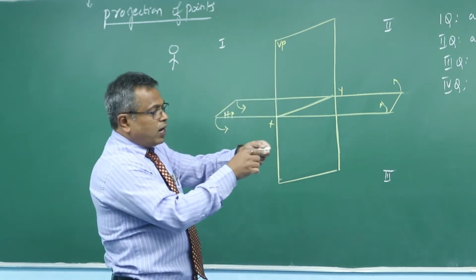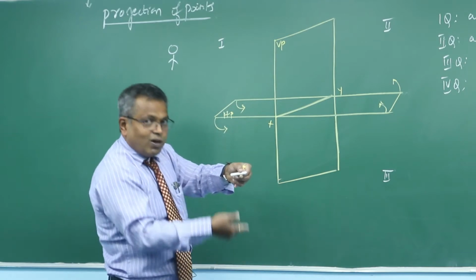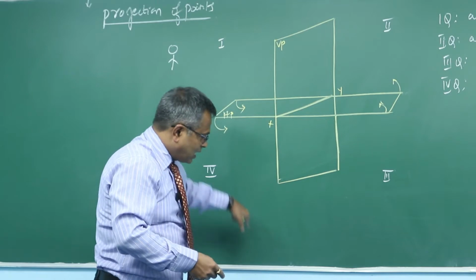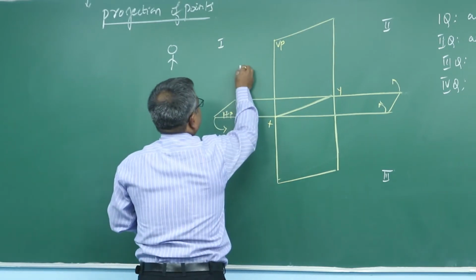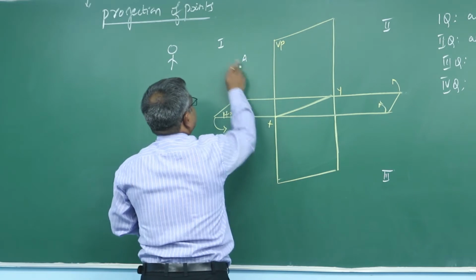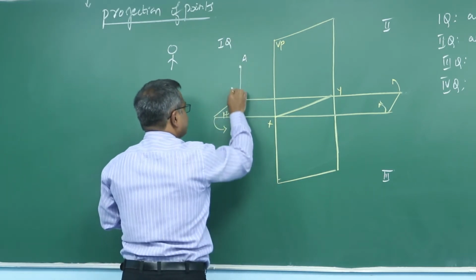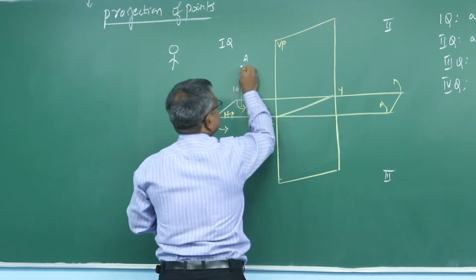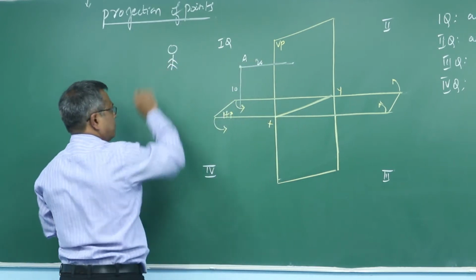Now, the front view we project on VP, that is A dash, at a distance of 10 millimeter. The top view I project on the horizontal plane at a distance of 20 millimeter. For example, observe here. My point A lies in the first quadrant. Let us say it is 10 millimeter above the horizontal plane and 20 millimeter in front of the vertical plane, because the observer is here.